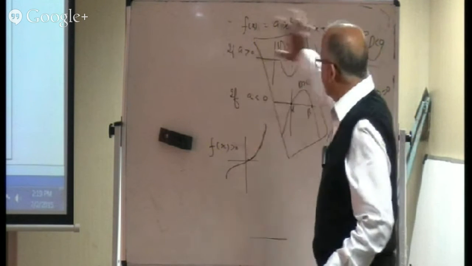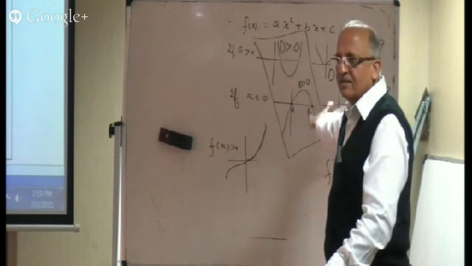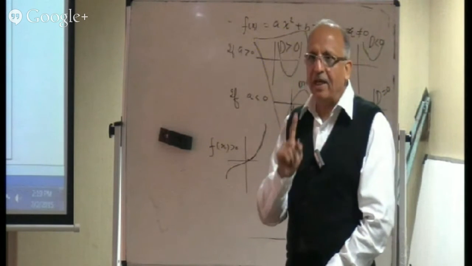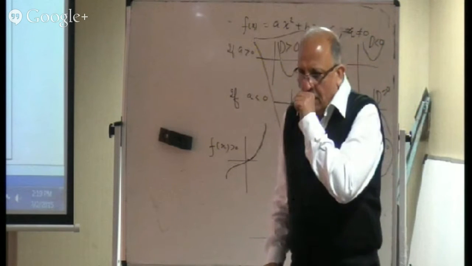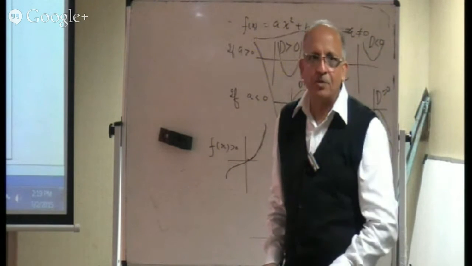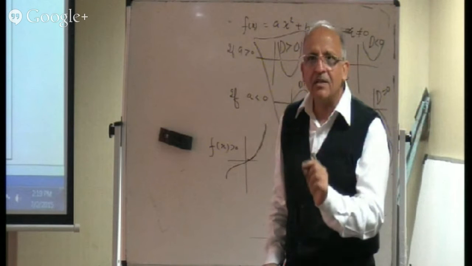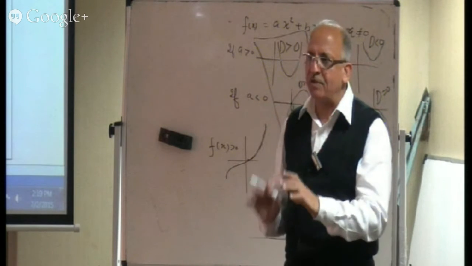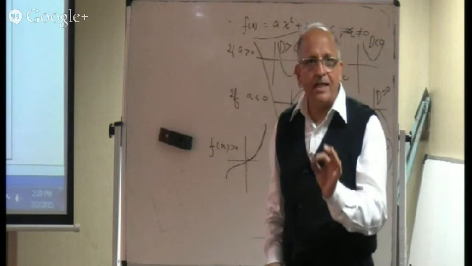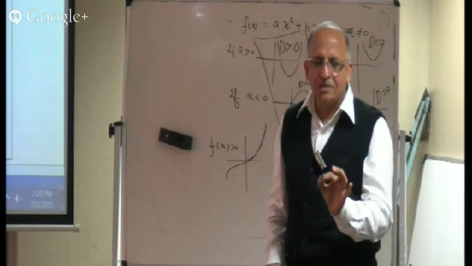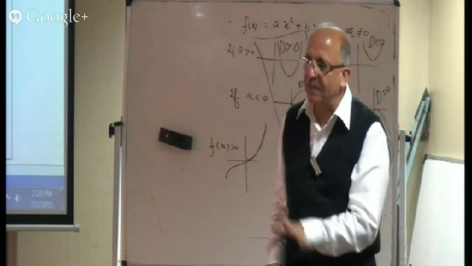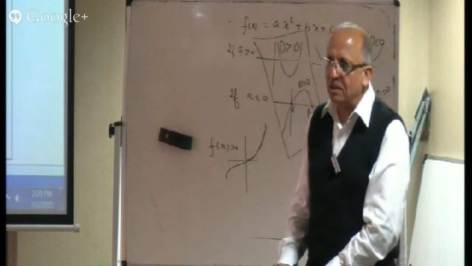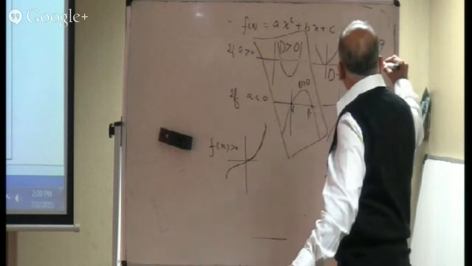Now I'm trying to extract results from this jugglery. If for a given quadratic expression the discriminant is less than 0, what do we have to check? Only the sign of A. If the sign of A is positive, the expression will always be positive. If it is negative, the expression will always be negative. This is done. Now you see the case D equal to 0.